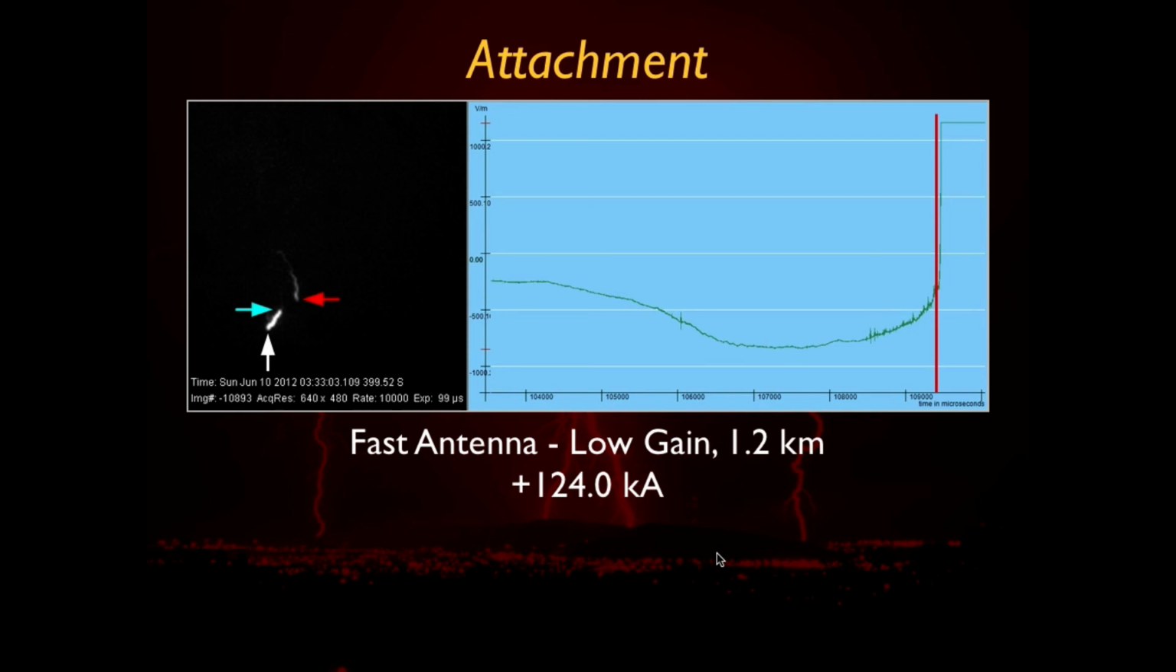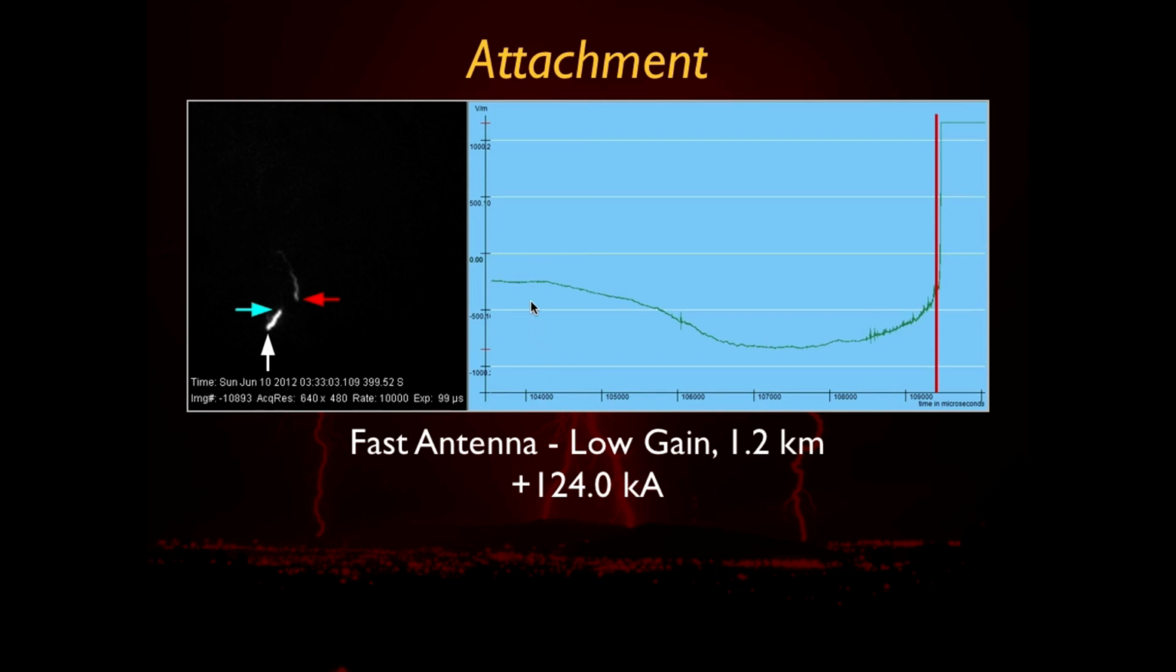And as far as attachment goes, here we did get the opportunity of capturing a positive cloud to ground flash attached to one of the towers here, and this actually triggered an upward flash or an upward leader from a nearby tower. What's interesting about this is that we had a sensor that was fairly close. The fast antenna low gain was 1.2 kilometers away. It was a fairly strong return stroke, estimated peak current of 124 kiloamps.